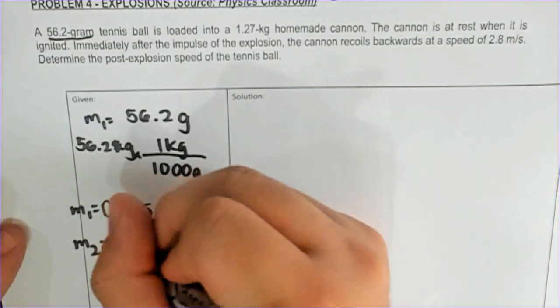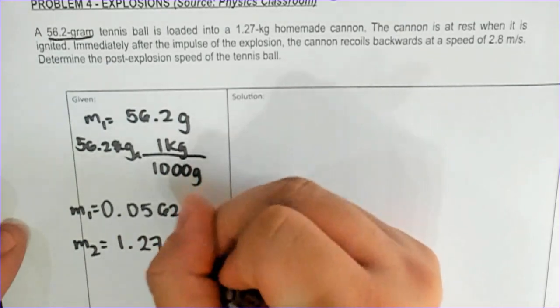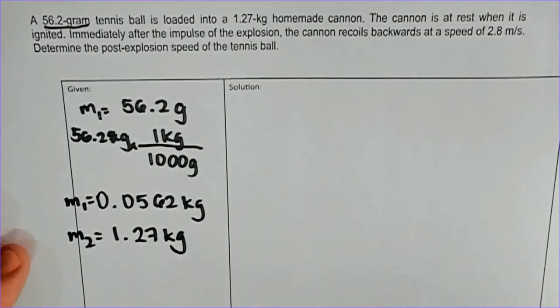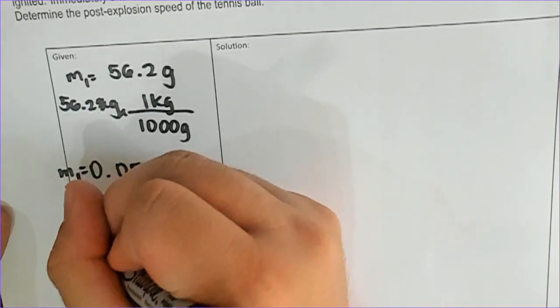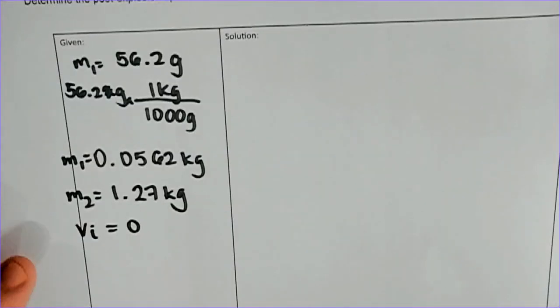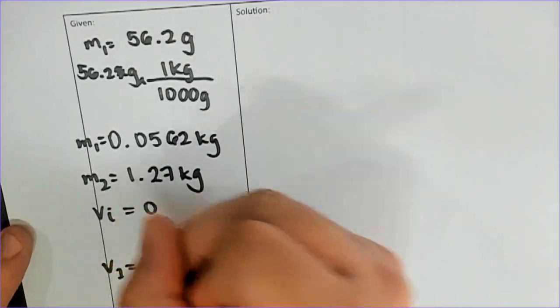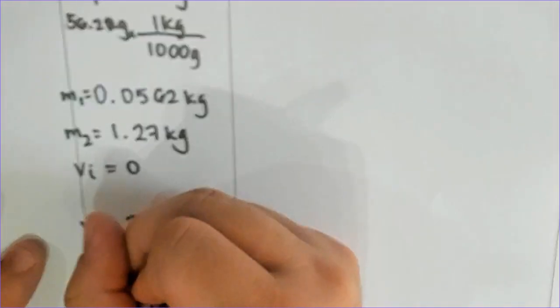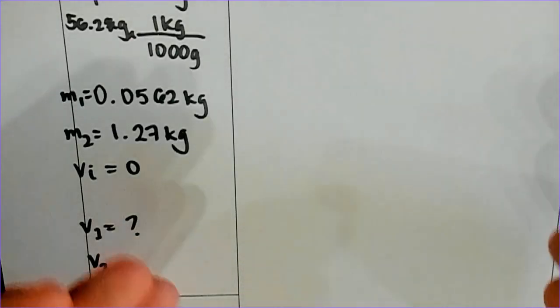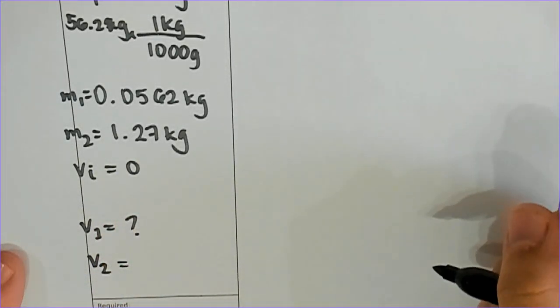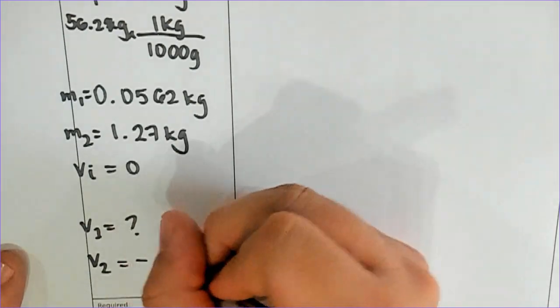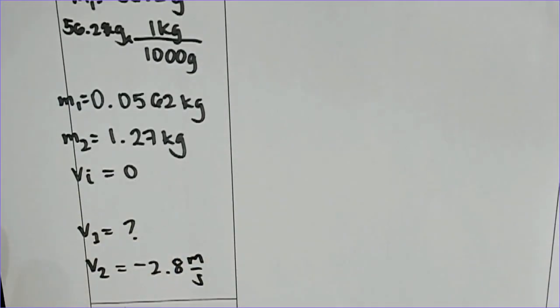The mass of the cannon is 1.27 kilograms. Then we need to look at the speeds. Your Vi is 0, so you're not using a moving cannon, it's at rest. Then we can take a look at your speeds of everything else. V1 is the velocity of your tennis ball. You don't know it yet. V2 would be the speed of the cannon after the explosion. It is listed here that there is a recoil going backwards of negative 2.8 meters per second. So that's the speed at which it recoils.